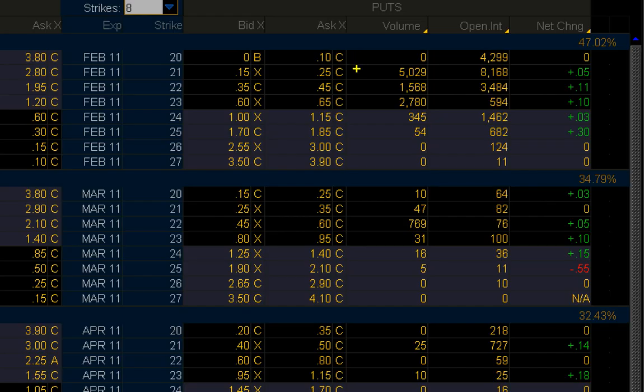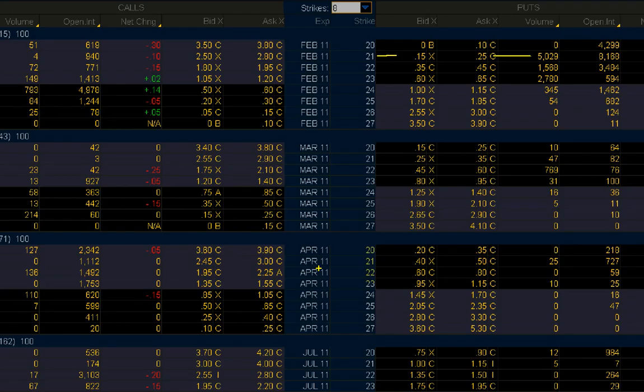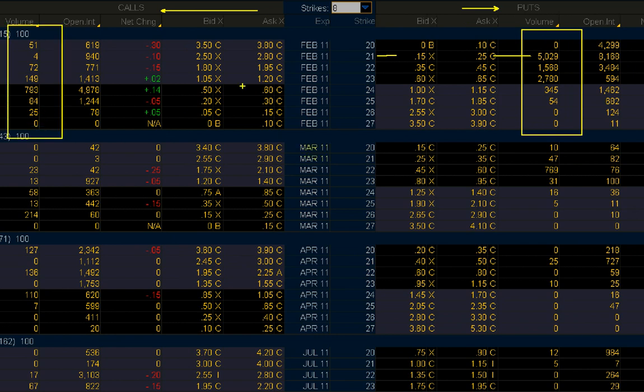Today the puts were very active, a lot more active than the calls. You saw 5,000 new volume contracts get traded on the 21 strike price. And just by looking at the calls right here and the puts on this side, you could tell that the put volume is a lot more active. So that's something that I do look at sometimes.